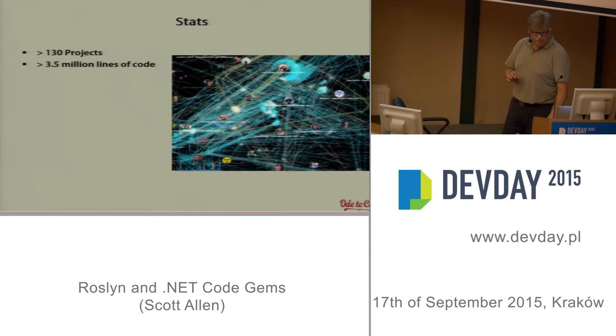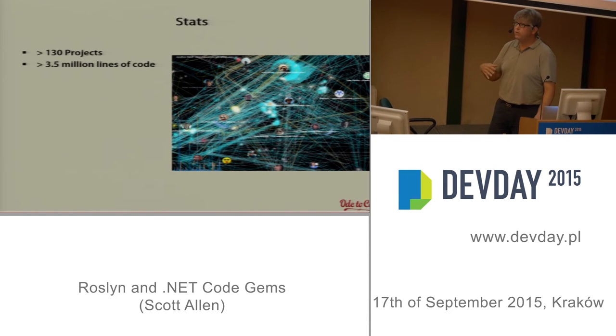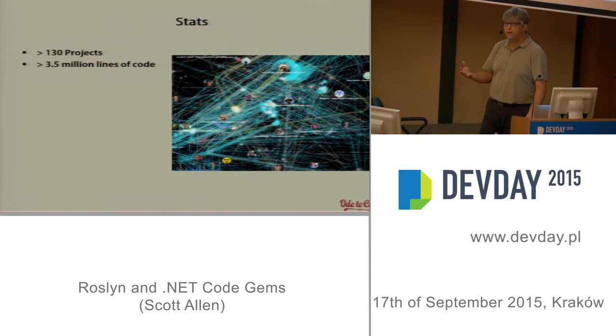So inside of that 3.5 million lines of code, which by the way, if you use one of these tools that will visualize a GitHub repository and show you check-ins over time, it just bogs down the browser and explodes after about 30 seconds because there's been so many commits in this repository.